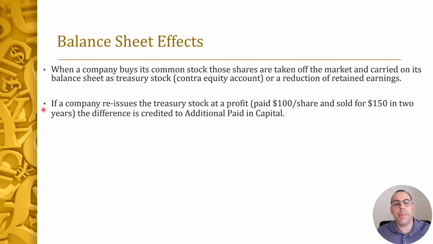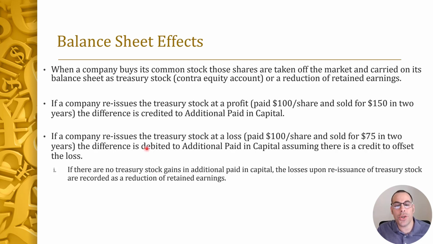So say a company buys back its own stock at $100 a share, and say they reissue that stock at $150. The difference, the profit, is credited to additional paid-in capital. Now, if a company reissues treasury stock at a loss, say they bought the stock for $100 and then a couple of years later sold it for $75, the difference is debited from additional paid-in capital, assuming there's a credit to offset the loss. Now, if there are no treasury stock gains in additional paid-in capital, the losses upon reissuance of treasury stock are recorded as a reduction of retained earnings. I told you, this is real fun stuff.